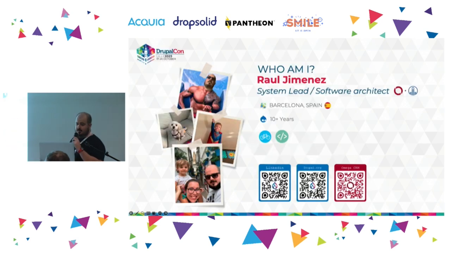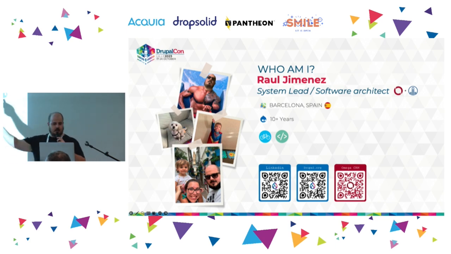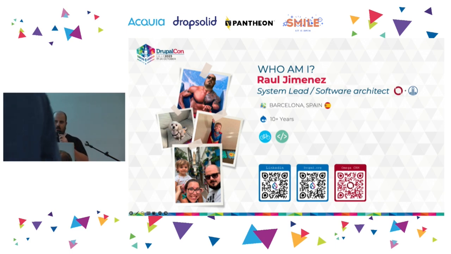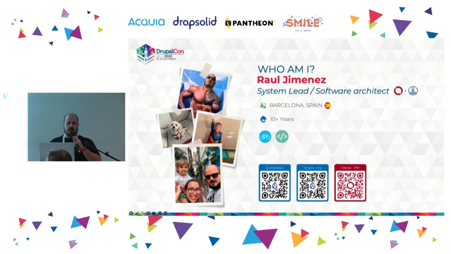But before, let me introduce myself. At the top, that's me, my lovely dog, my lovely daughter, and also my wife. Some people say that the picture on the top is Photoshop. That's not true, that's me. I'm a system lead and also software architect working at Omega. The client where I'm working is actually Boehringer Ingelheim. This is one of the big pharma companies in the world. We're in the top three, top five, depending on the year, and we are a massive company. I'm coming from Barcelona, I'm living there actually. I've been working in Drupal for over 10 years, I meet 10 years this year. I like to ride my bicycle.